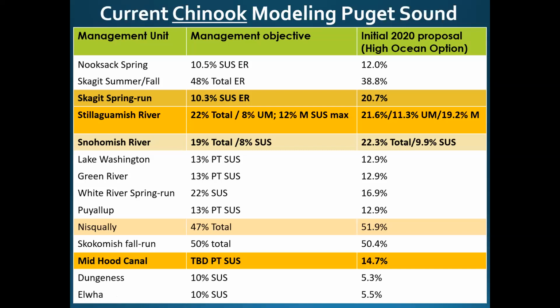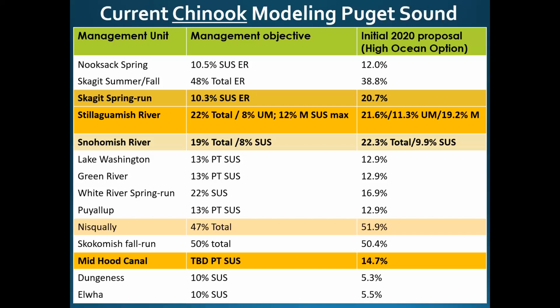So as mentioned by Mark and David Stormer, the two stocks that we think are going to be most constraining this year are going to be Stillaguamish. And for Stillaguamish stock, we actually have 3 different management criteria for this year. We have a 22% total exploitation rate, an 8% unmarked SUS exploitation rate, and a 12% marked SUS exploitation rate.